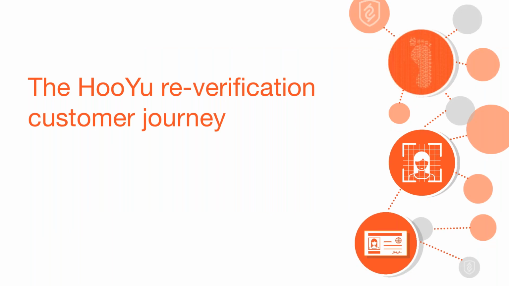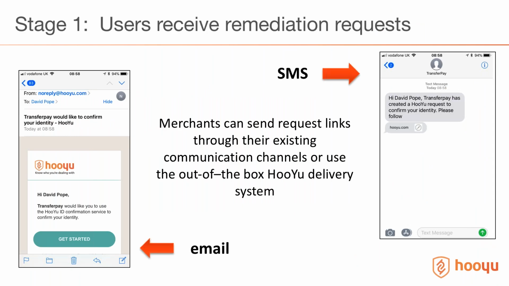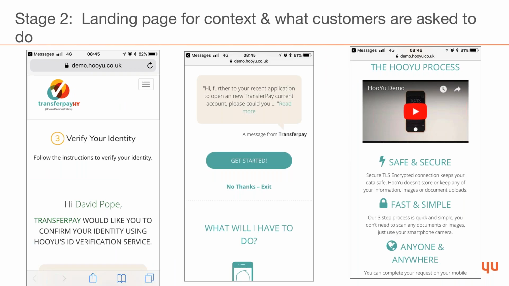So once you've spoken to your customer, you've forewarned them, you've emailed them, you've written to them, and they know they're going to be asked to go through the HooYu process to re-verify their identity, then you send them an email and/or a text. This all happens in a nice automated fashion using the HooYu platform. And then that customer gets sent to a landing page whereby they're given a brief about what it is they're asked to do. They are shown a video about it. They have a message from you, the credit union, the bank, reminding them what they're asked to do, and they get started on the process.